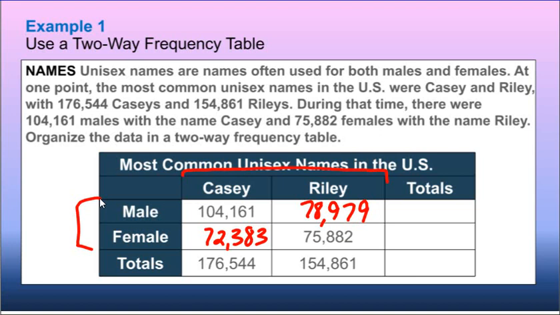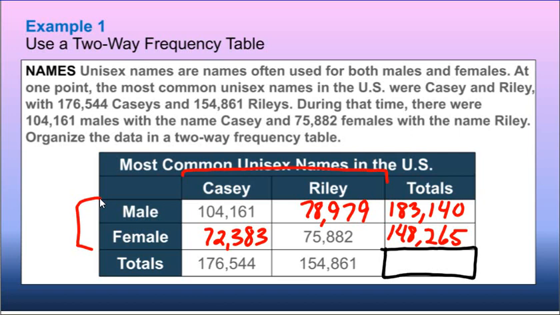And then if we add straight across, how many male names do we have here? If I take 104,161 plus our 78,979, I get a total of 183,140. And then for females with Casey and Riley names, we would have 72,383 plus 75,882. That would give us a total of 148,265.